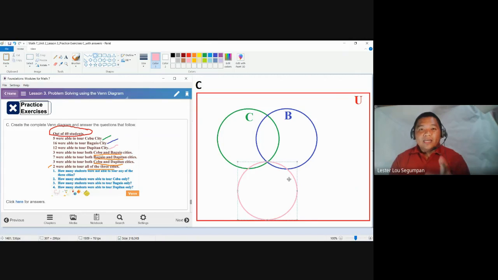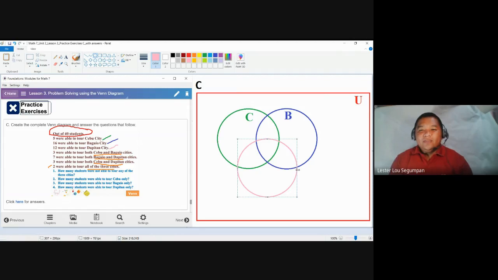But again, this is not yet the final because there should be an area for all three sets to be connected. As you can see, there's an area for Cebu and Baguio. There's an area for Cebu and Dapitan. There's an area for Baguio and Dapitan. But there is no common area. Probably this dot here at the middle. And we cannot place anything there. Sabi nga, may dalawang student. We cannot place it there. So what we need to do is to make it like this.